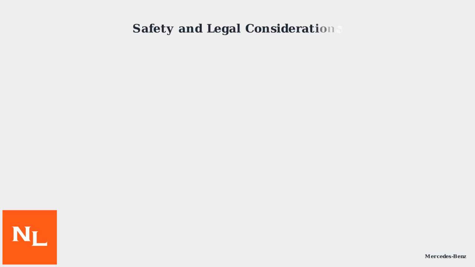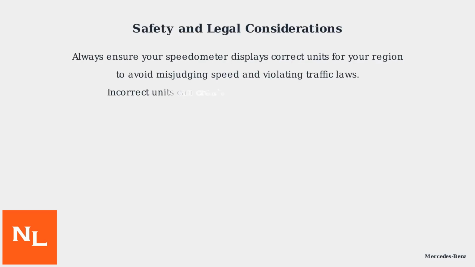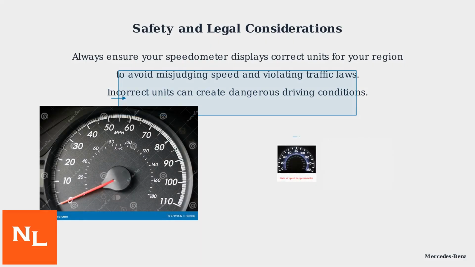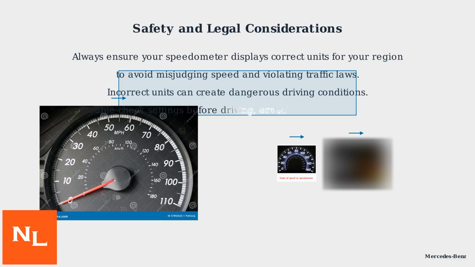Safety and legal considerations are crucial when changing unit settings on your W245. Always ensure your speedometer displays the correct units for your region to avoid misjudging speed and potentially violating traffic laws. Incorrect units can lead to dangerous driving conditions by causing you to underestimate or overestimate your vehicle's speed. Double-check your settings before driving, especially after maintenance work or battery changes that might reset the instrument cluster.